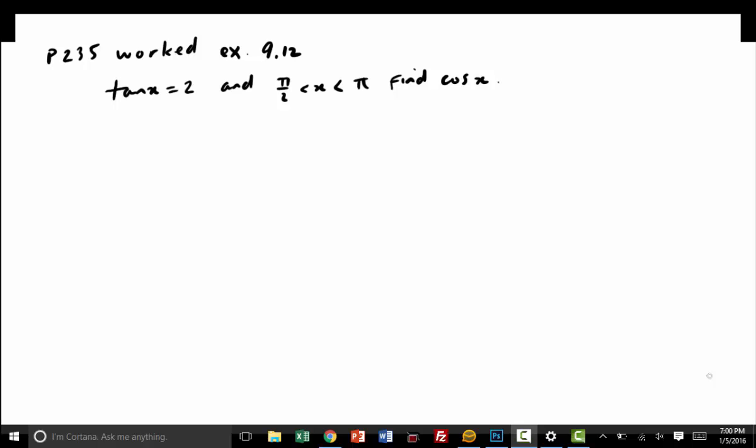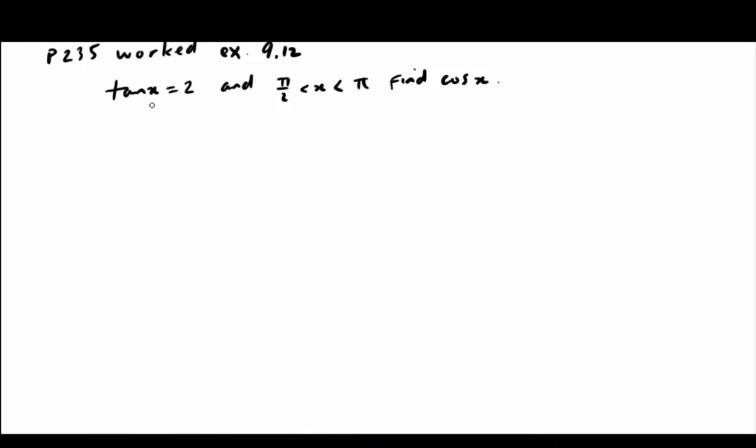Page 235, work example 9.12. We're given tan x equals 2, and we have this x between here and here. Find cos x. Now we want to find a relationship between tan and cos. What do we know? We have the basic identity: tan x is equal to sine x over cos x.